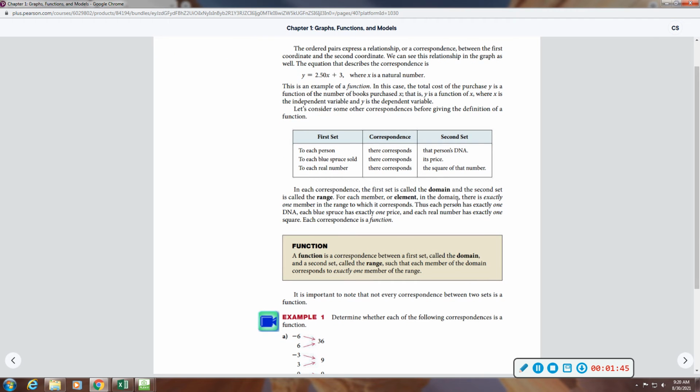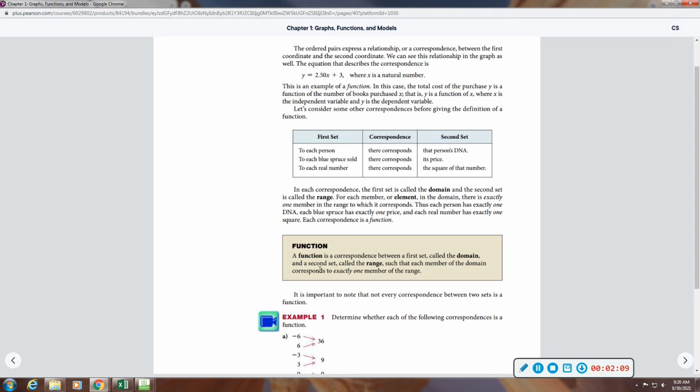So the first set is called the domain. Again, that's referring to X. And then the second set is called the range, again referring to Y. So you've already seen two terms. You have independent and dependent, and then you also have domain and range. It says for each element in the domain, there is exactly one member in the range which corresponds to it. That is the definition of a function.